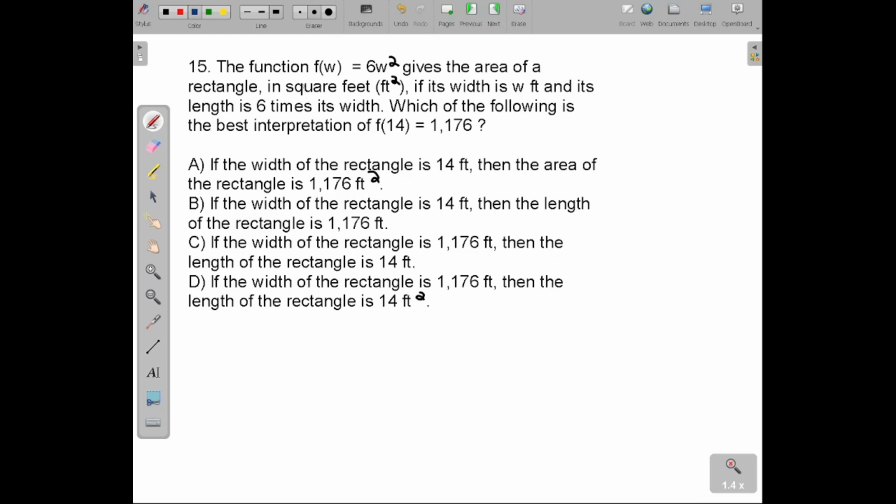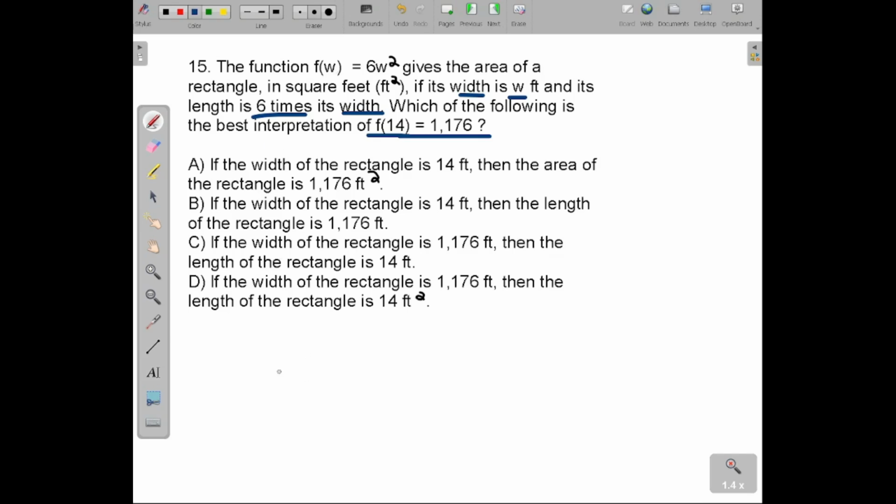The function f of w is equal to 6w squared gives the area of a rectangle in square feet if its width is w feet and its length is 6 times its width. Which of the following is the best interpretation of f of 14 equal to 1176? And we had 4 options.